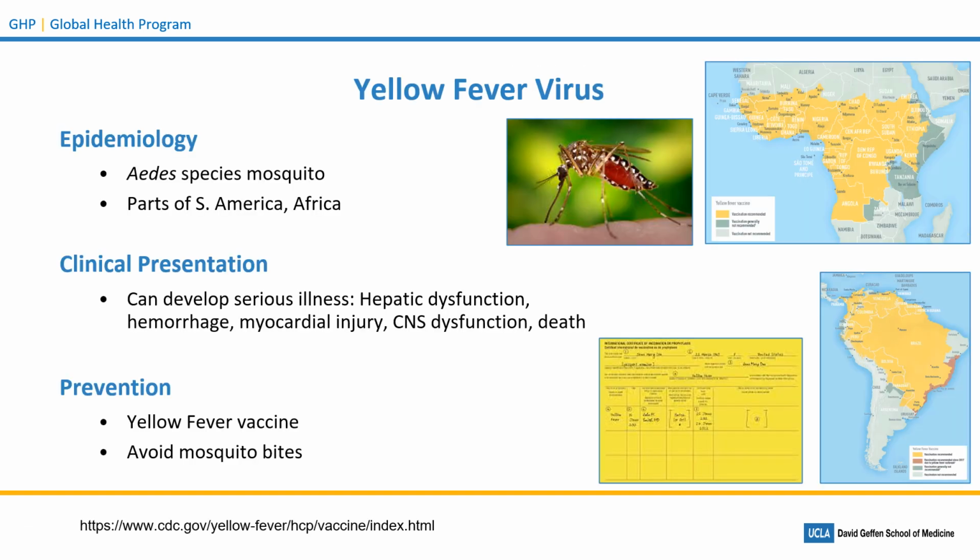We'll turn now to yellow fever virus. This is also a virus that is spread by mosquitoes, and it's found on 2 different continents, so South America and various different countries in Africa. The clinical presentation can be incredibly serious with hepatic dysfunction, hemorrhage, myocardial injury, CNS dysfunction, and even death. This is why prevention with both the yellow fever vaccine and avoidance of mosquito bites is so important.